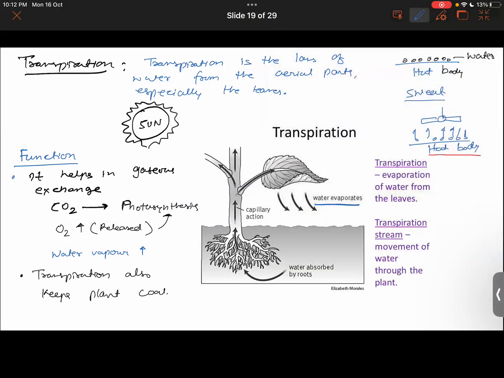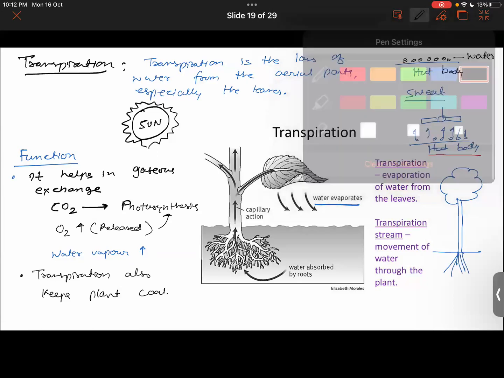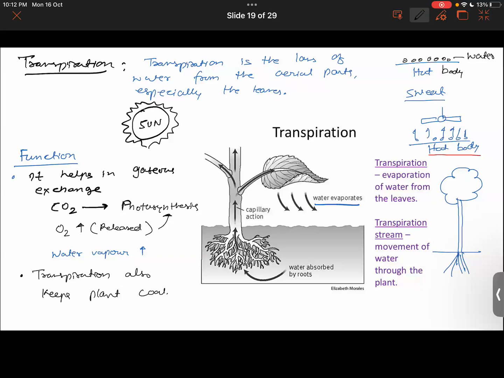Here also, if you look at the plant, this is the stem, and this is a root here. So obviously, where is the more concentration of water? Where is it more? In the ground, no? In the soil? In the root, no? More water is present in the root, no?